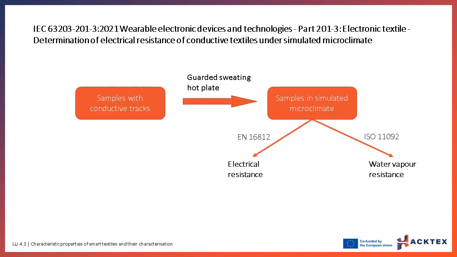IEC 63203-201, Part 3 specifies a test method for determination of the electrical resistance of conductive fabrics under simulated microclimate in clothing.